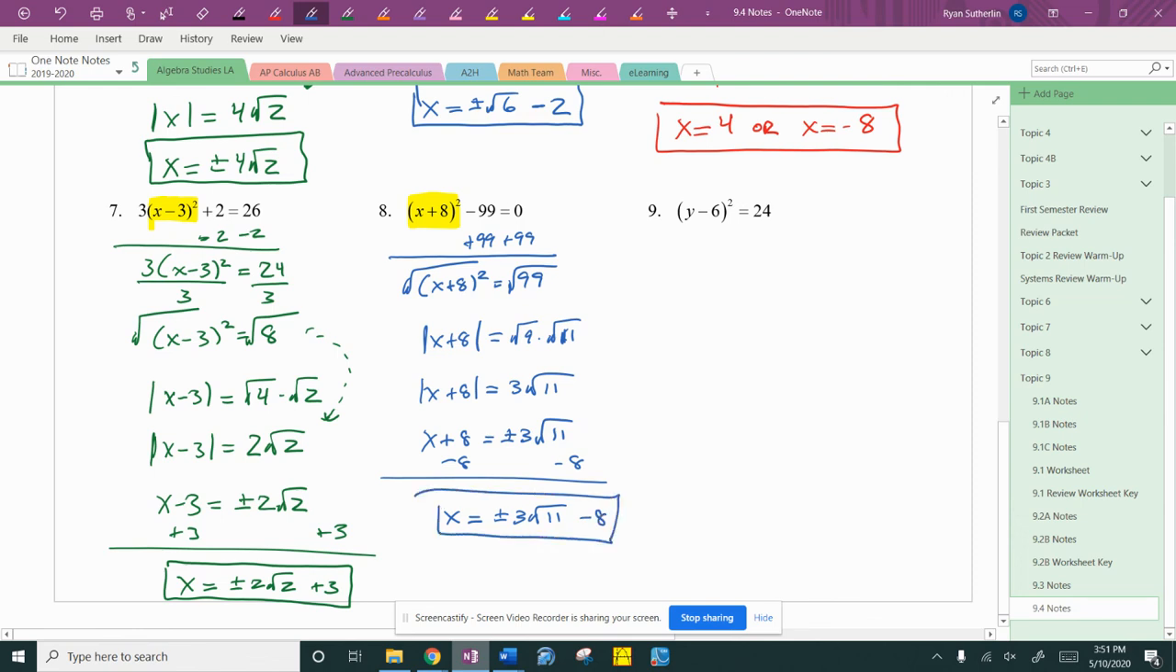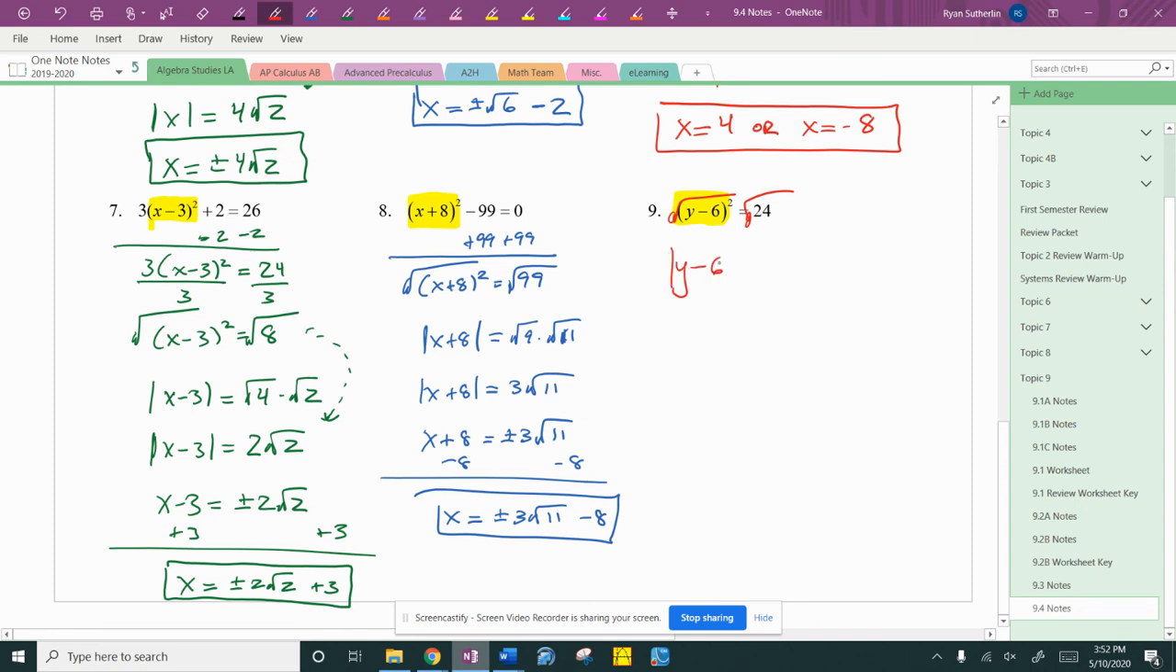So what I want you to realize is this is really two different answers. 3 root 11 minus 8 and negative 3 root 11 minus 8. Two different values. Last one. Whatever I'm squaring here is already by itself. So I can go ahead here and jump right to taking the square root.